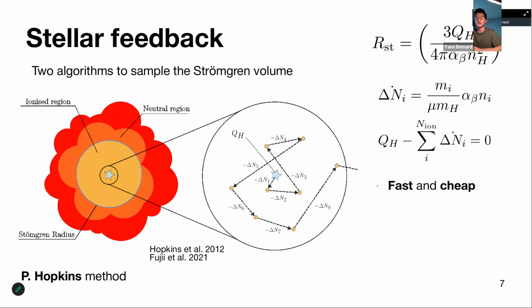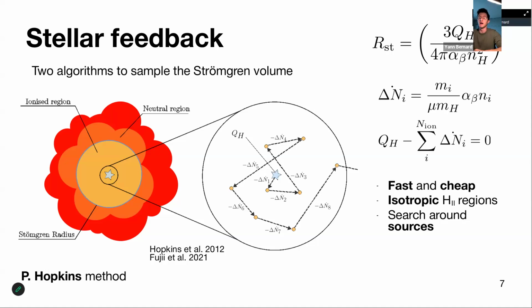You can then sample the whole region, and when you don't have enough photons to ionize the particle, then you reach the limit where the photons are depleted, basically. So it's fast and cheap. That's why I'm using that. But the problem of this method is that it can only sample isotropic H2 regions, because you don't have any information on the direction of the photons in this method.